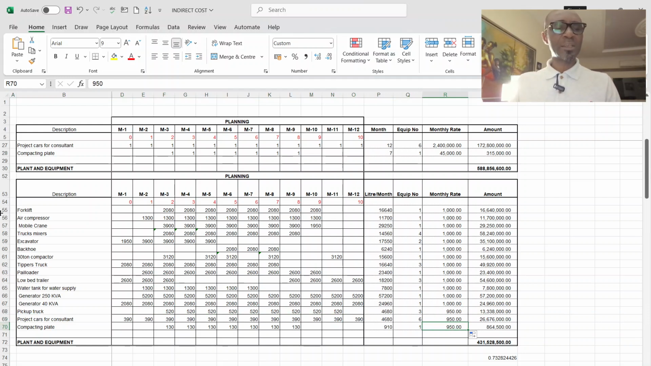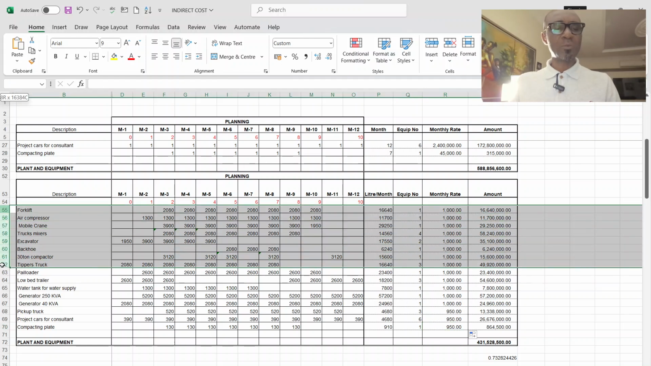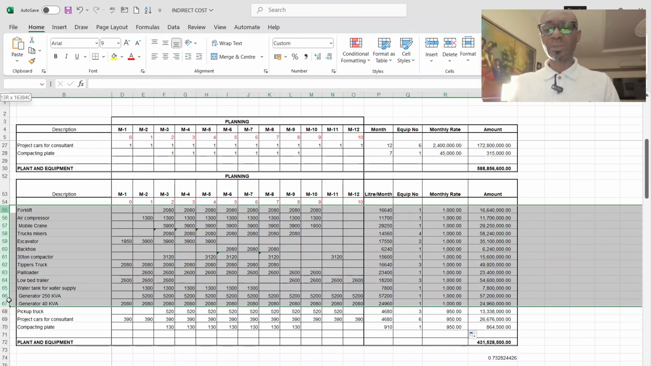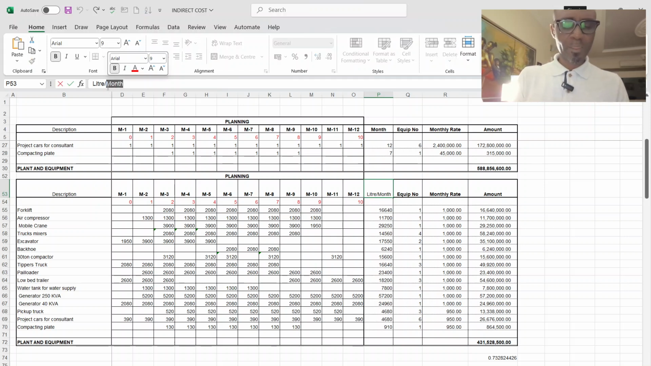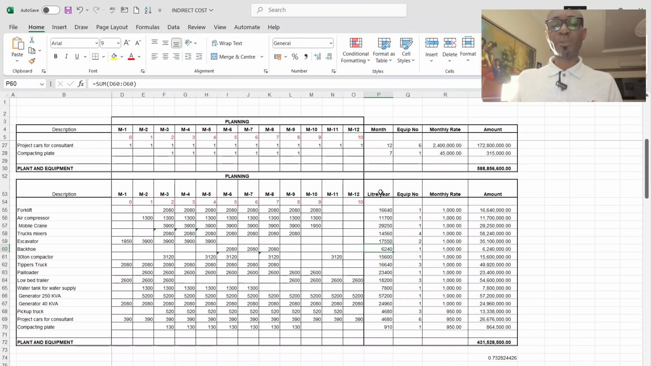While the rest of the plants and equipment are all diesel. That's why you're seeing 1,000 and 1,000, 1,000. So in this column, you now see liters per month, the consumption in liters per month. So if you now, no, this is per year. Sorry, per year for the duration of the project.